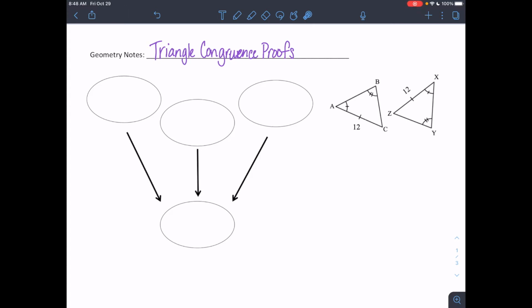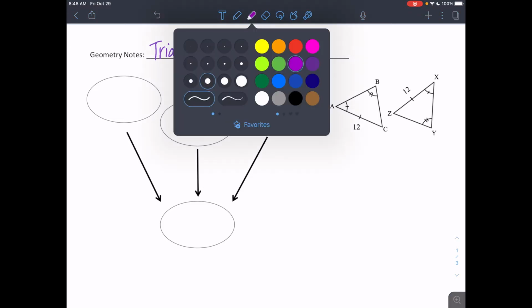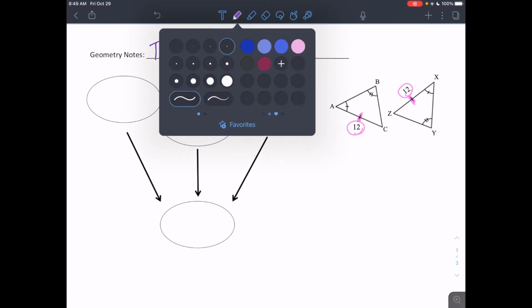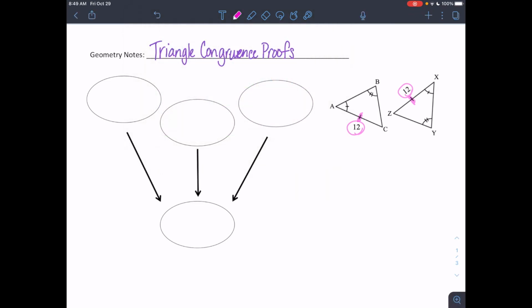So, I notice a few different markings on these triangles. The first one that I see right off the bat is this marking of a dash with the number 12 on a side length. So I'm going to write about that fact first. I know that that dash marking means congruent, or the fact that those side lengths are both 12 means that those sides are congruent. So I'm going to say that AC, which is a line segment or a side length, is congruent to XZ, which is also a line segment, by the markings on the diagram.